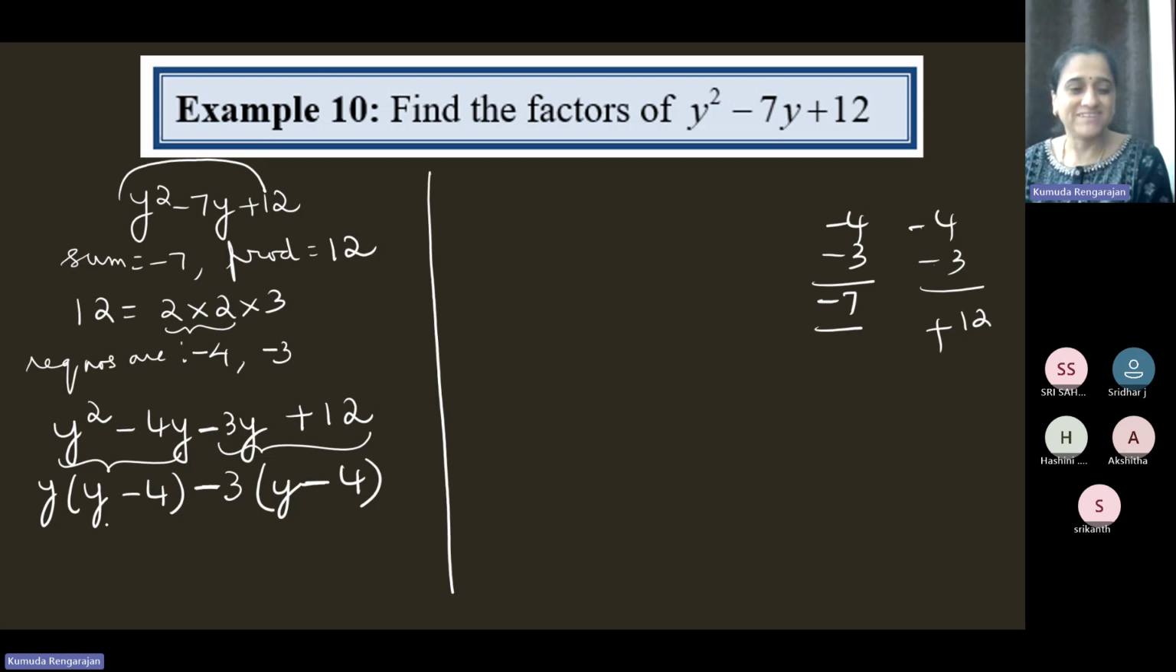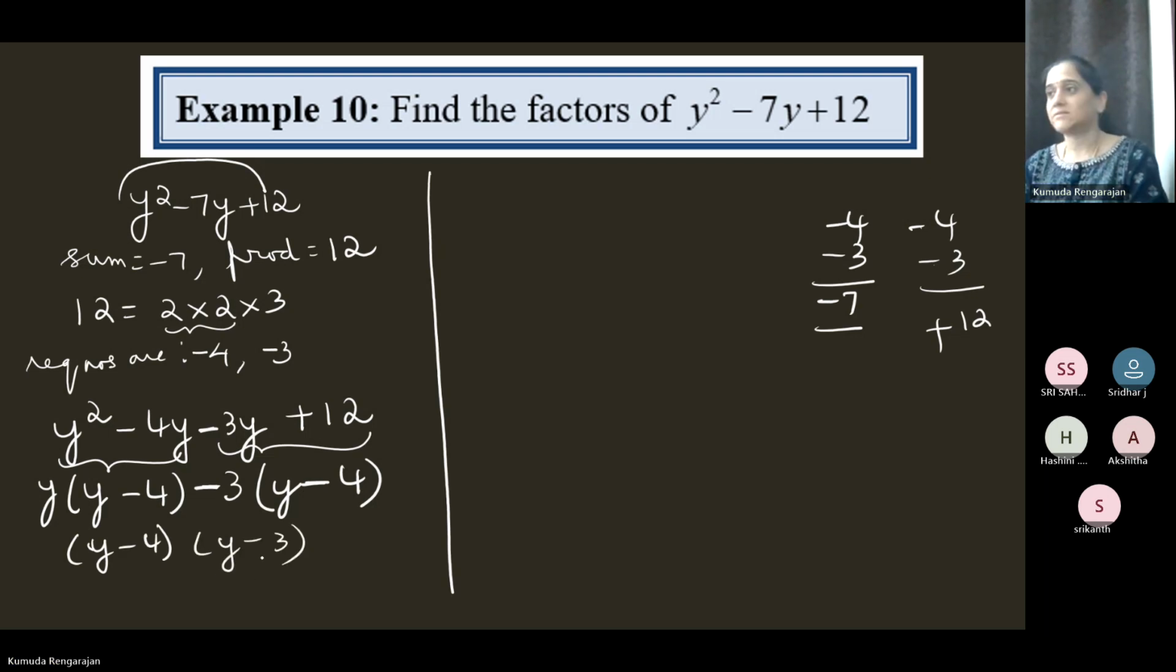So you can do that, but you have to be careful. If the first expression goes wrong, then that also goes wrong. So y minus 4, write it once and then y minus 3 in the other bracket. So these are the two factors. Y minus 4 and y minus 3 are the two factors of the expression y squared minus 7y plus 12.